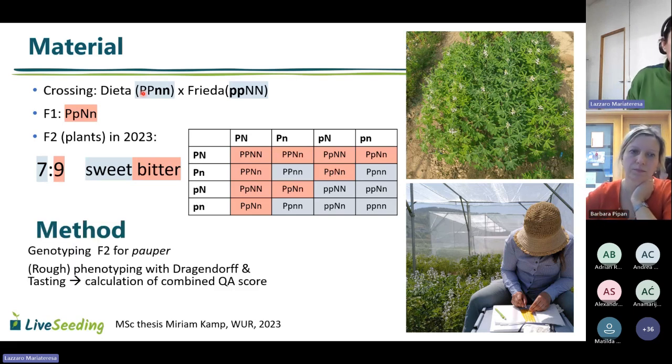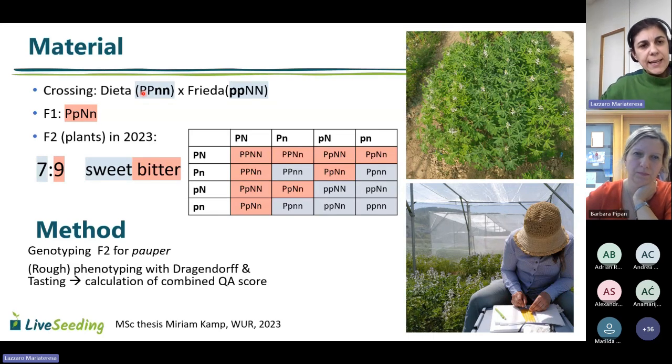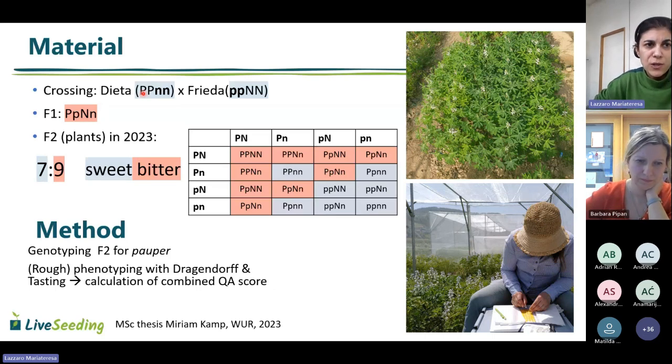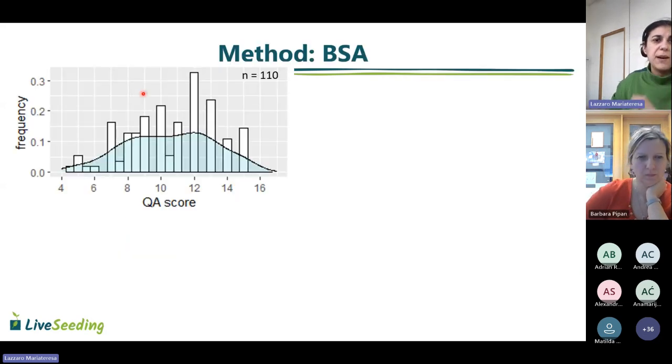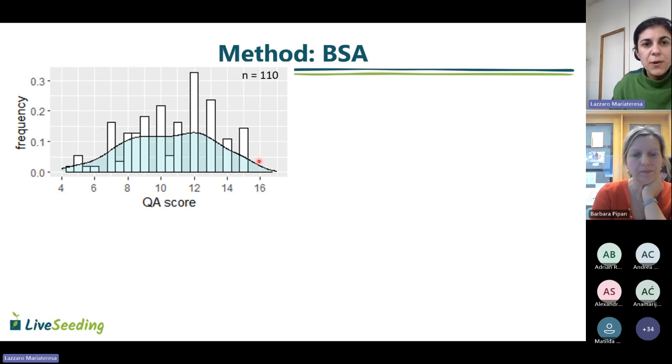We applied bulk segregant analysis. We phenotyped in a rough way for alkaloid content all the F2 plants, and we applied bulk segregant analysis. The way we did that is that via our scoring, we had the segregation of our population from very sweet, you see this score 4, to very bitter, and this is in the whole F2 population.